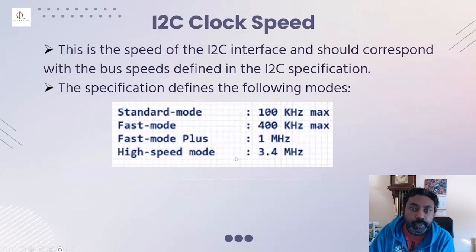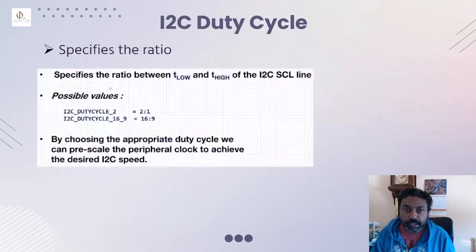When we talk about the I2C clock speed, there are 4 different modes. This is the speed of the I2C interface, how fast it can process, and it should correspond with the bus speeds defined in the I2C specification. According to the STM32F411, the standard mode is 100 kHz, so that's what we're going to program with. If you want to set 400 kHz, that's the fast mode, the fast mode plus is 1 MHz, and the high speed mode is 3.4 MHz. So these are the other clock speeds.